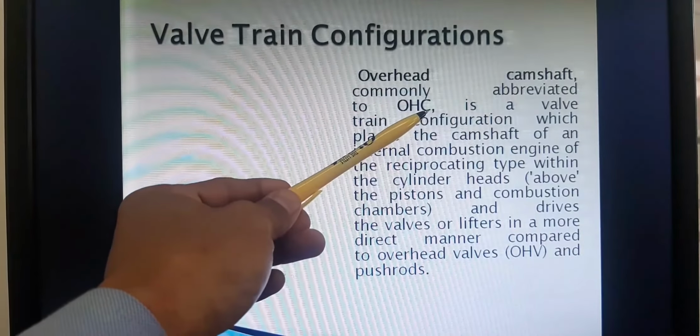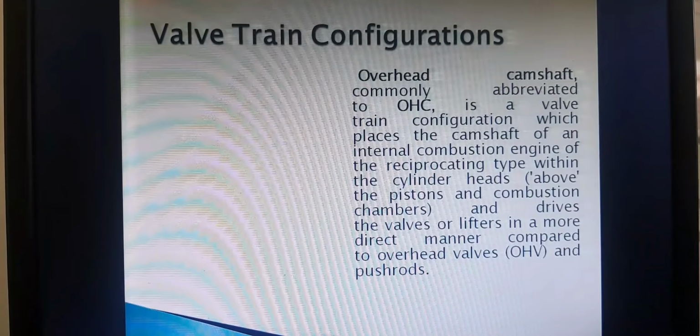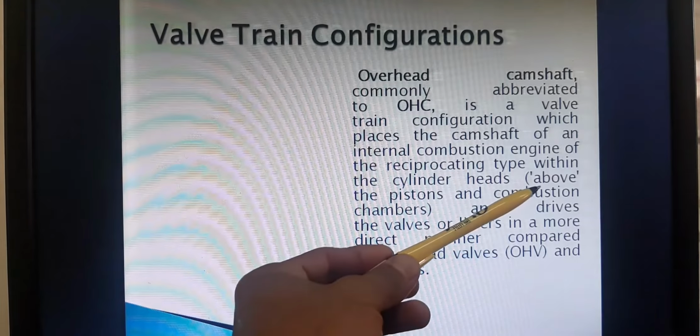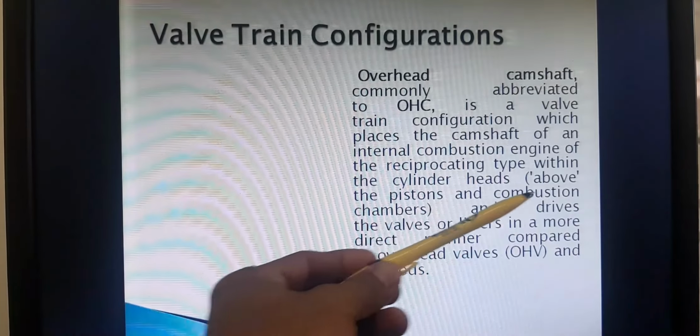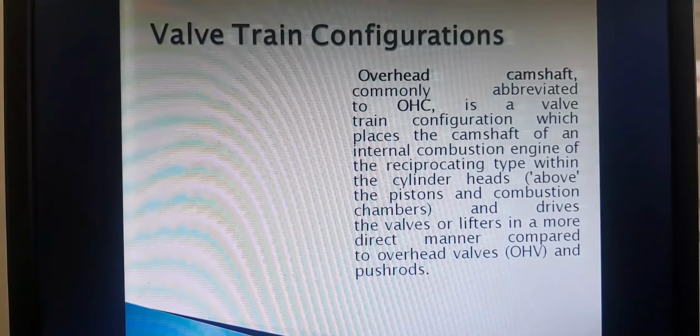Overhead camshaft is a valve train configuration which places the camshaft of an internal combustion engine of the reciprocating type within the cylinder heads or above the pistons and combustion chambers, and drives the valves or lifters in a more direct manner compared to overhead valves and push rods.